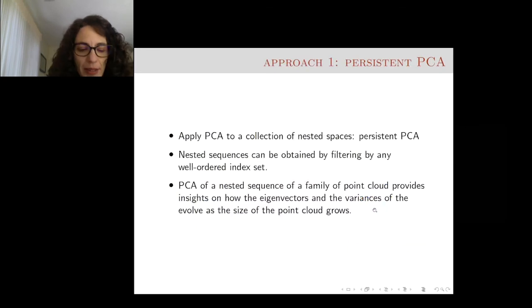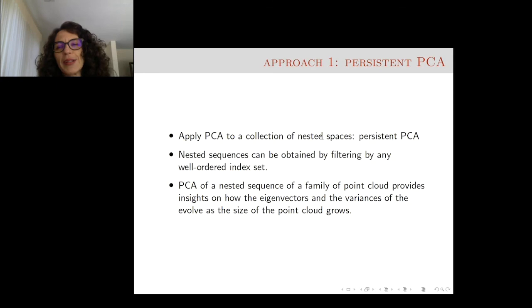But the idea here is that ultimately we would love to use the existing computations and existing data sets to make guesses or conjectures about what's true in general. It would be very good to be able to extrapolate the conclusions we make from existing data sets to data sets that we'll have in the future, to all knots. So what we're going to do is apply PCA to a collection of nested spaces. This is informal, but I'll refer to it here as a persistent PCA.